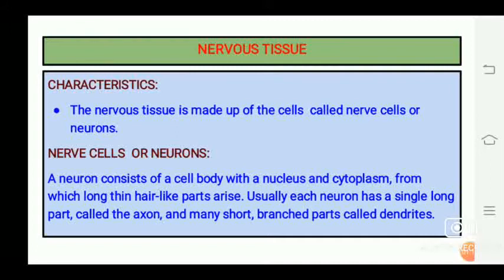A neuron consists of a cell body with a nucleus and cytoplasm from which long thin hair-like parts arise. So the neuron has a cell body in which there is a centrally located nucleus and cytoplasm, and from this cell body the long hair-like structures arise. Usually each neuron has a single long part which is called the axon, and many short and branched parts which we call dendrites. So this is the structure of a neuron.